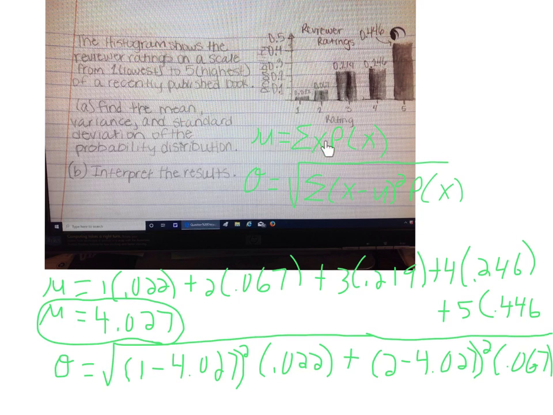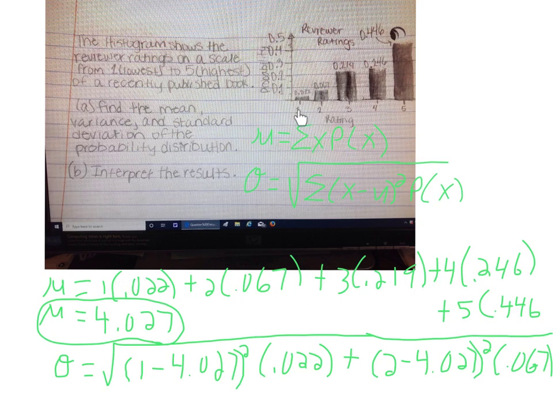So I did write the formulas down here for mean and standard deviation. If you just take the square root off, that's the variance. So the mean is just the sum of x times p of x. So x is 1, 2, 3, 4, and 5, and p of x is these decimals here, the probabilities at the top. So I did go ahead and work that out.